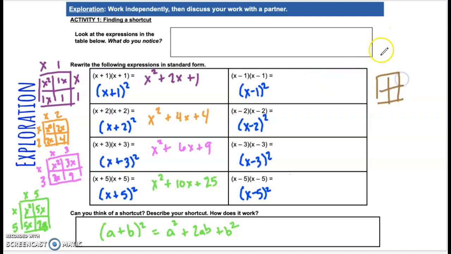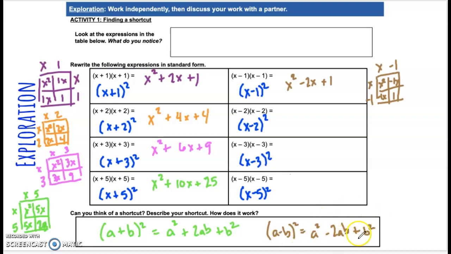Let's make our box. We've got x minus 1, x minus 1. X times x is x squared. X times negative 1 is negative 1x. Negative 1 times x is negative 1x. Negative 1 times negative 1 is positive 1. So I've got x squared minus 2x plus 1. Okay, so already it's not consistent with the same pattern, right? If I have a minus b squared, now my pattern is a squared minus 2ab plus b squared.